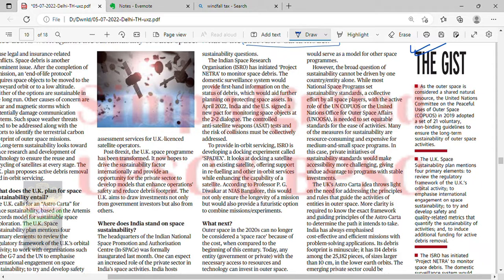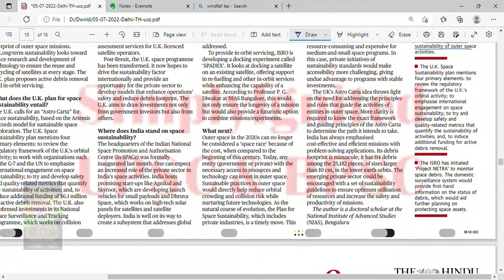Outer space is considered a shared natural resource, obviously. UNCOPUOS in 2019 adopted a set of 21 voluntary, non-binding guidelines to ensure the long-term sustainability of outer space activities. The UK Space Sustainability Plan mentions four primary elements to review the regulatory framework of UK orbital activity. The first one is to review the regulatory framework for orbital activity to emphasize international engagement on space sustainability, to try and develop safety and quality related metrics that quantify the sustainability of activity, and to induce additional funding for active debris removal. ISRO has initiated Project Netra to monitor space debris.